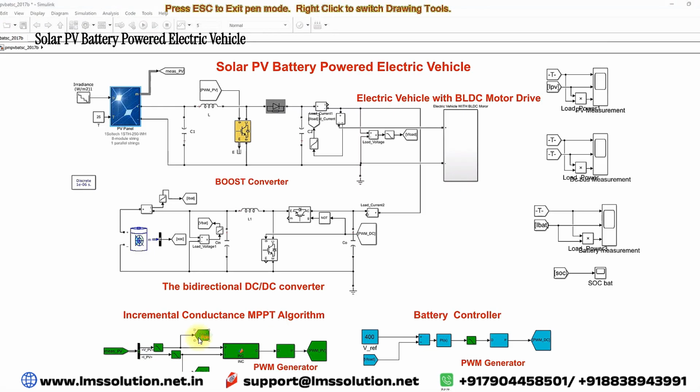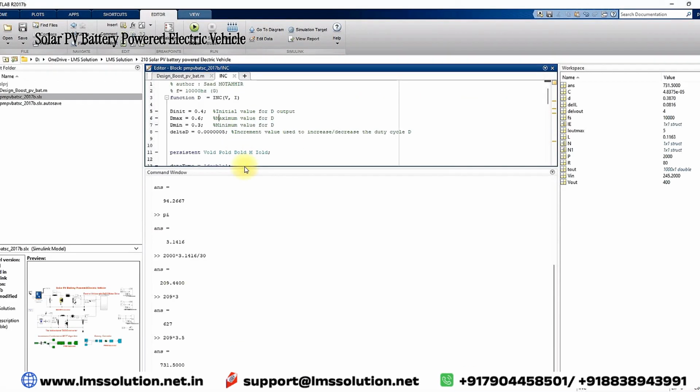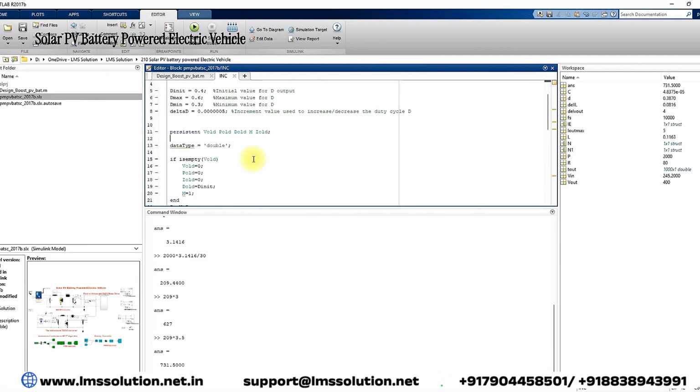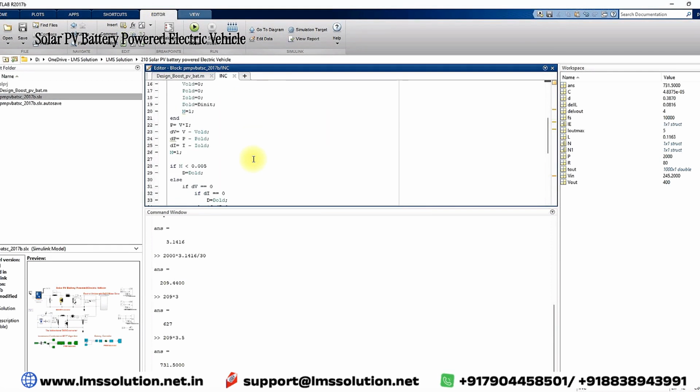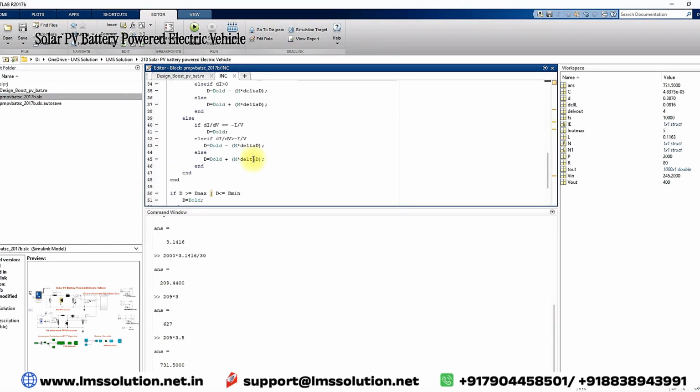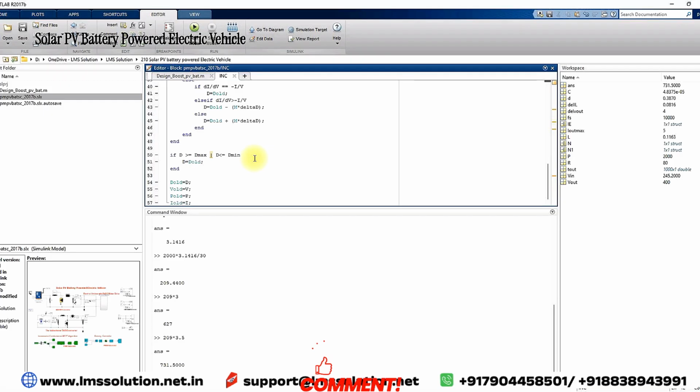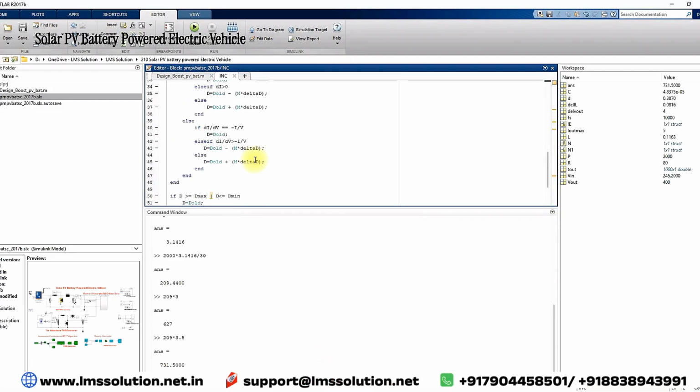It receives two inputs: the PV voltage and current. The PV voltage and current are processed via the incremental conductance MPPT. This is the code for the incremental conductance MPPT. You can check my YouTube channel, where I already explained incremental conductance MPPT. We will see more elaborate detail in that YouTube video. Kindly check my YouTube channel for incremental conductance MPPT.